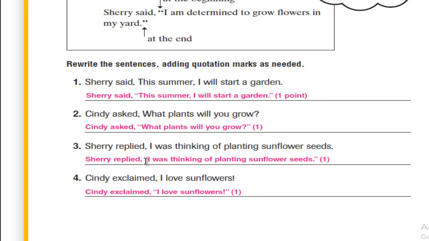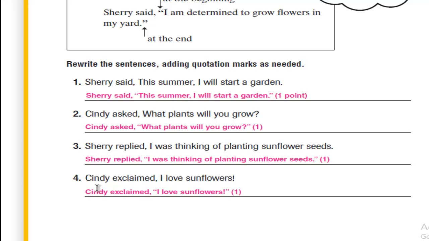Number 3. Sherry replied, "I was thinking of planting sunflower seeds." Where are the words of Sherry? It will be, I was thinking of planting sunflower seeds. The first word is I and the last word is seeds. So you have to put the whole quote between two quotation marks, to show the exact words of the speaker.